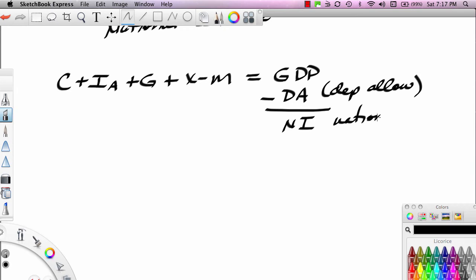So there are effectively two ways to get to national income. You could actually go at it directly by adding up compensation, rental income, interest income, and the profit income.